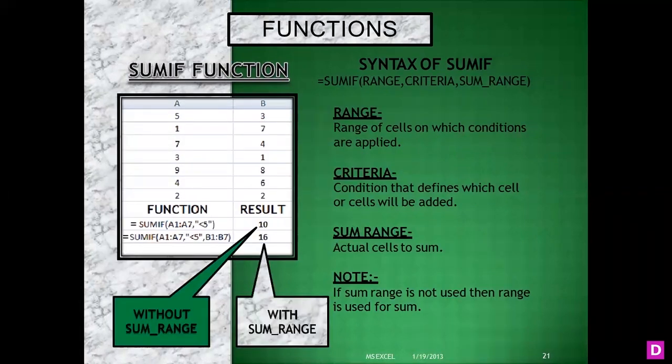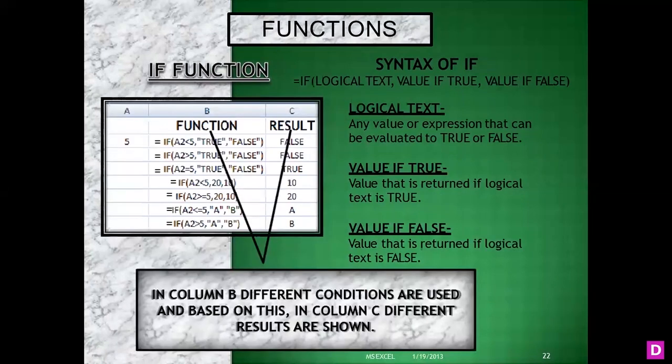What do you mean by the SUMIF functionality? SUMIF means total on the basis of a condition. This is called SUMIF functionality. SUMIF with range, SUMIF without range. Here there is no range, here it is with range. With range and without range is very useful. If we put the range, this is called SUMIF with range, otherwise SUMIF without range.